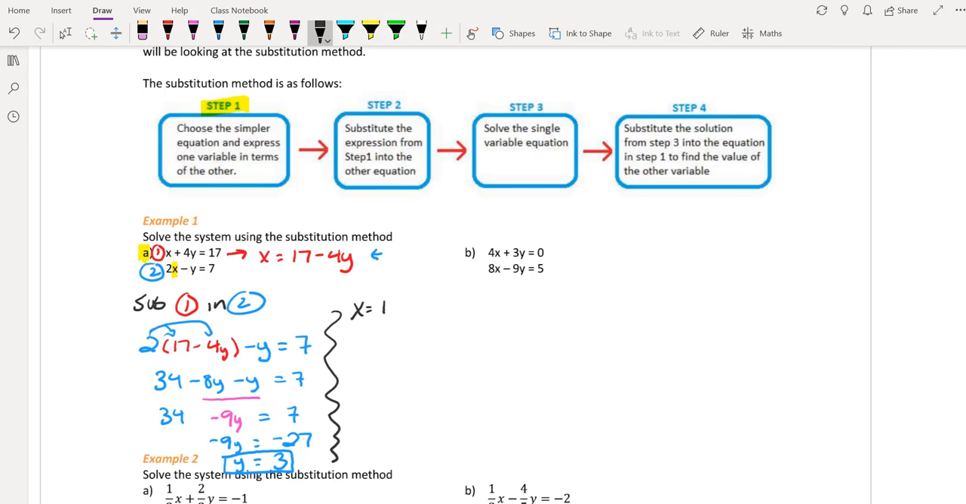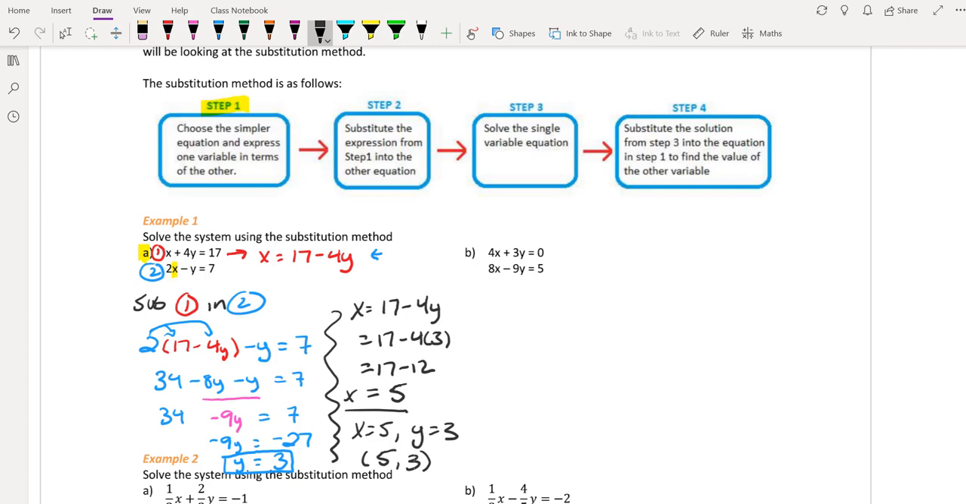So x is equal to 17 minus 4y. And I plug in the y value of 3. So it becomes 17 minus 12, which then turns into x is equal to 5. So our solution is x is equal to 5, y is equal to 3, or in coordinate form, (5, 3).